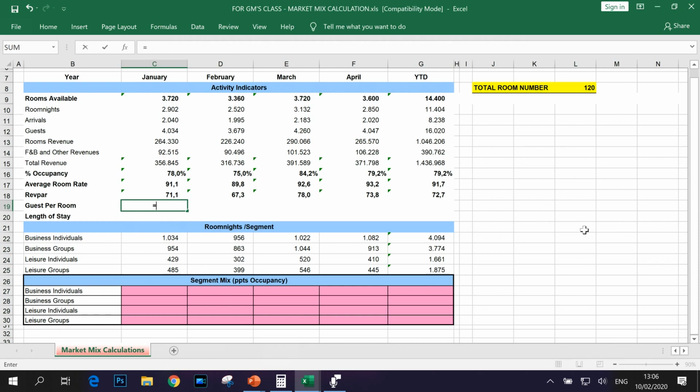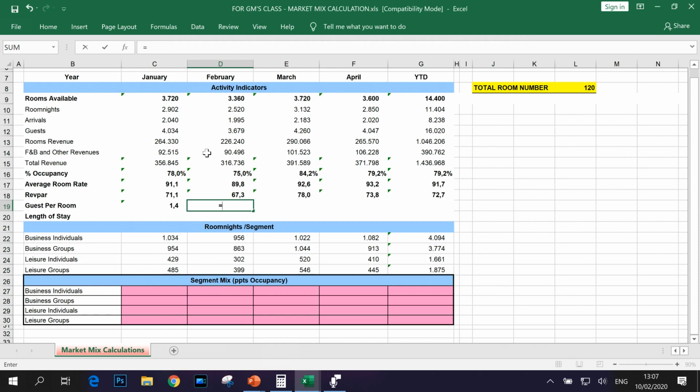So we need the total number of guests staying in January, which was 4,034. And we need to divide this number by the number of rooms sold, which is 2,902. That gives us 1.4, which means on average in January we had 1.4 people staying in each room sold. So we can see that we had more single rooms than double rooms because it's under 1.5.